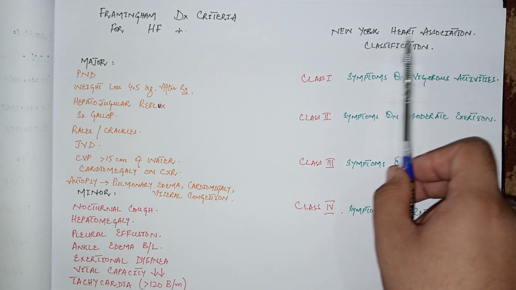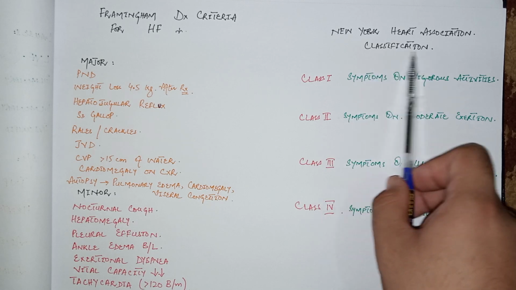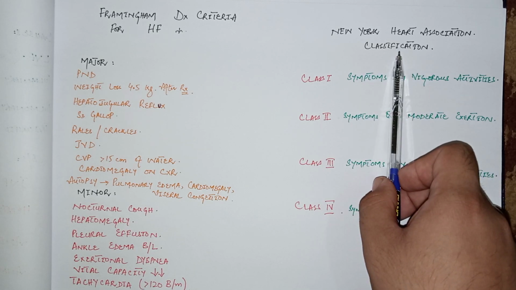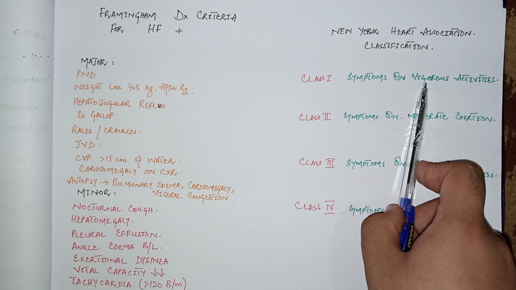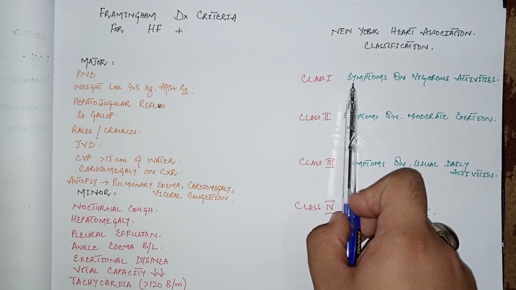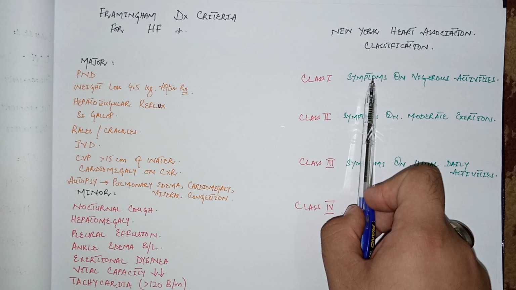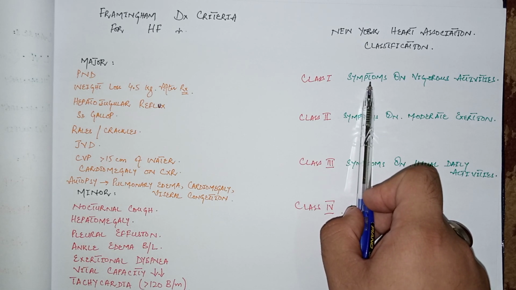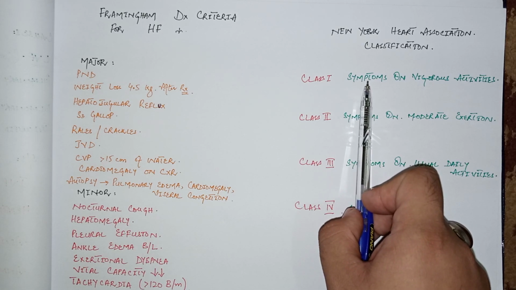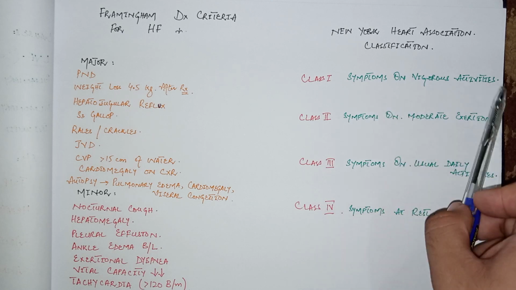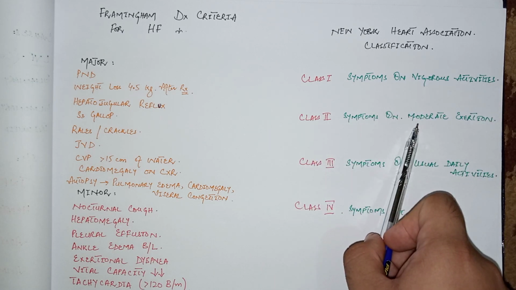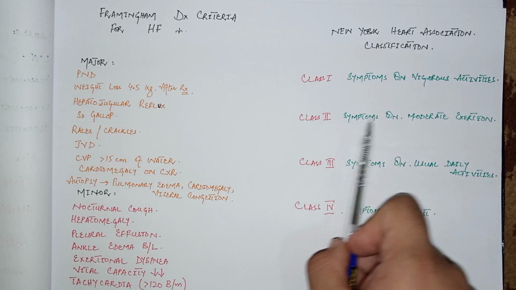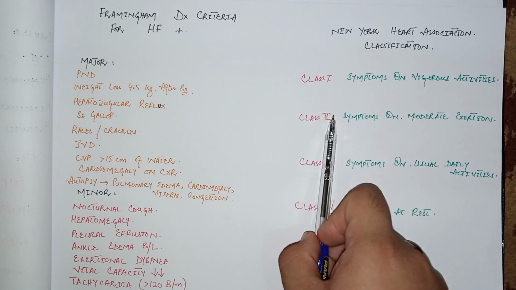Now come to the New York Heart Association classification. This classification is important in the management of heart failure. In class 1, the symptoms appear on vigorous activities. There is no limitation in the daily activities. The patient develops dyspnea or the symptoms of heart failure on vigorous activities like playing sports. In class 2, the symptoms appear on moderate exertion like climbing the stairs. There is a slight limitation in the daily activities.